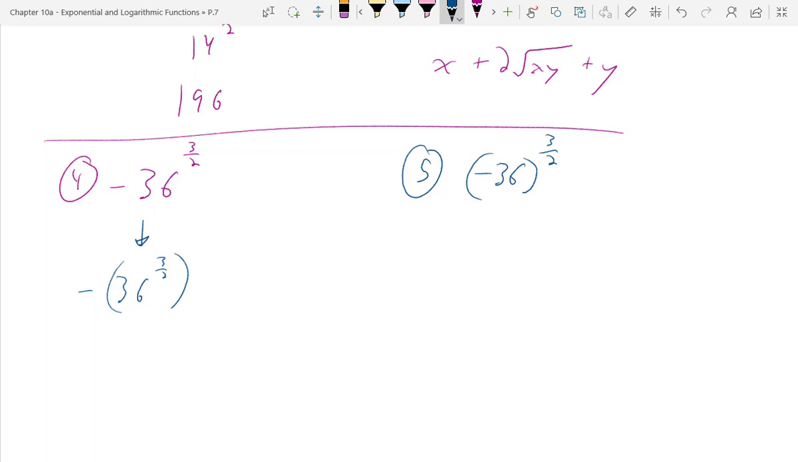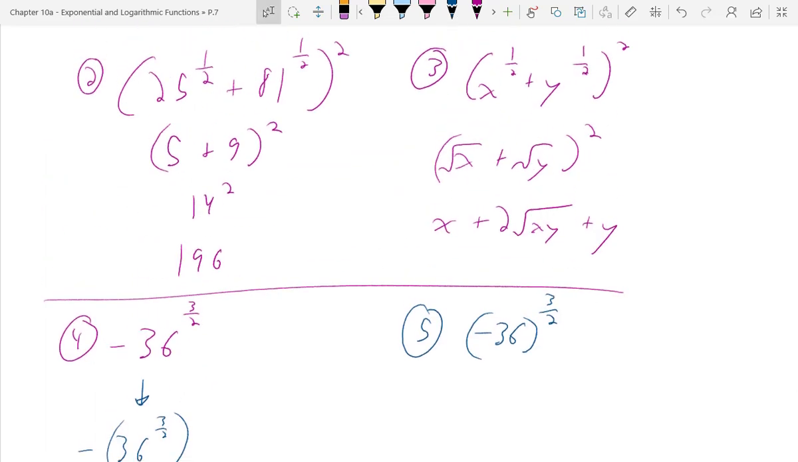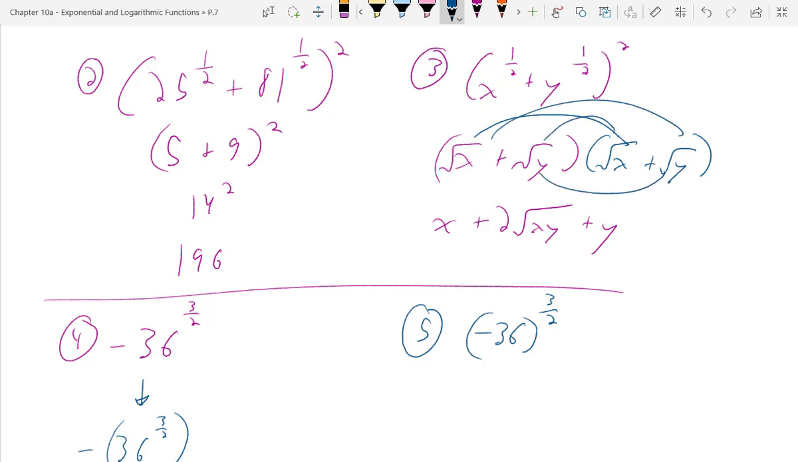36 to the 3/2. Yes, Tim? I have actually a question on 3. So you said don't distribute an exponent across addition and subtraction. So like what we did when we got the x plus 2 root xy plus y, what was that called? That's not distributing it. That's multiplying this by itself as a binomial. So the acronym we use is FOIL, but really we're just using the distributive property to multiply. This goes to this, this goes to this, this goes to this, this goes to this. If you square just the x and the y, you actually ignore that middle term. You completely ignore that. And so it's not quite right.